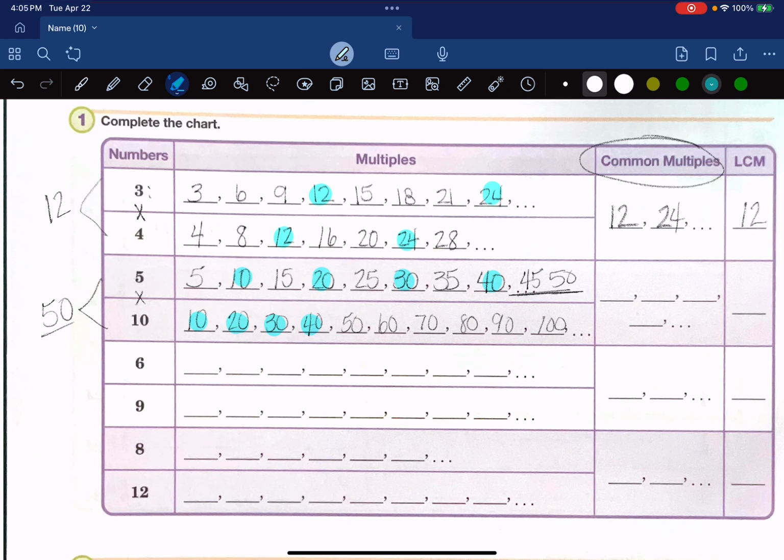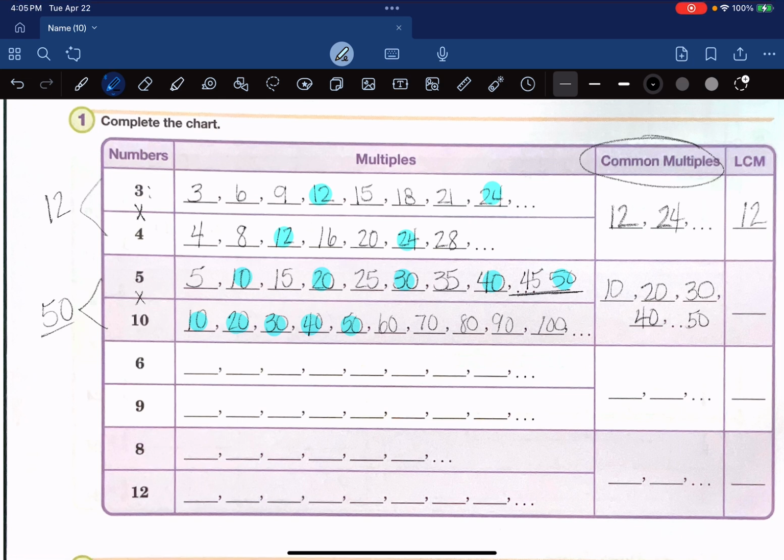So the reason I didn't even have to go to 50 is because I already have a lot of common multiples because 10 is a multiple of 5. So you're going to have a lot of them that are shared. So I'm just going to write the ones that I highlighted. And I will include 50 over here just because we went to 50.